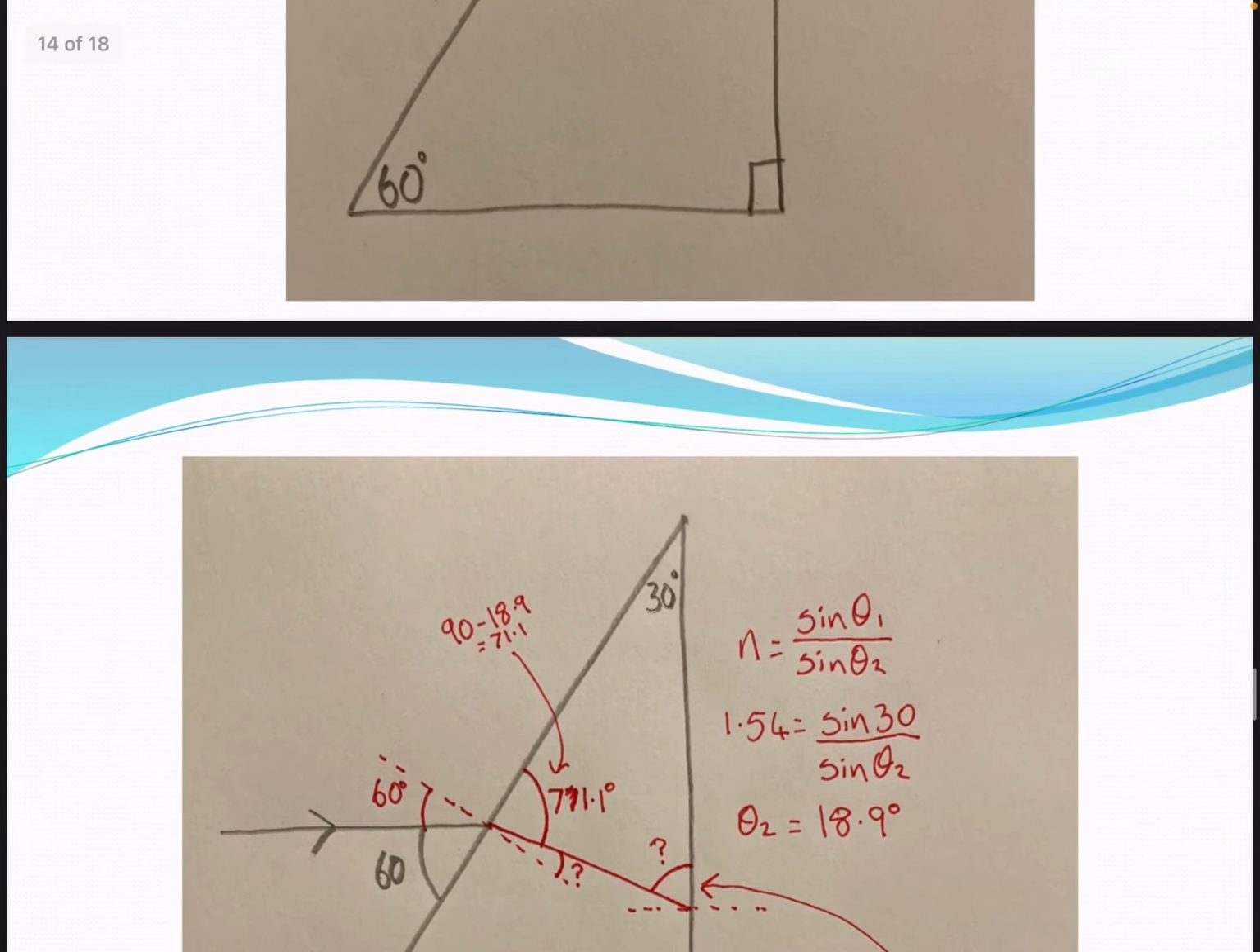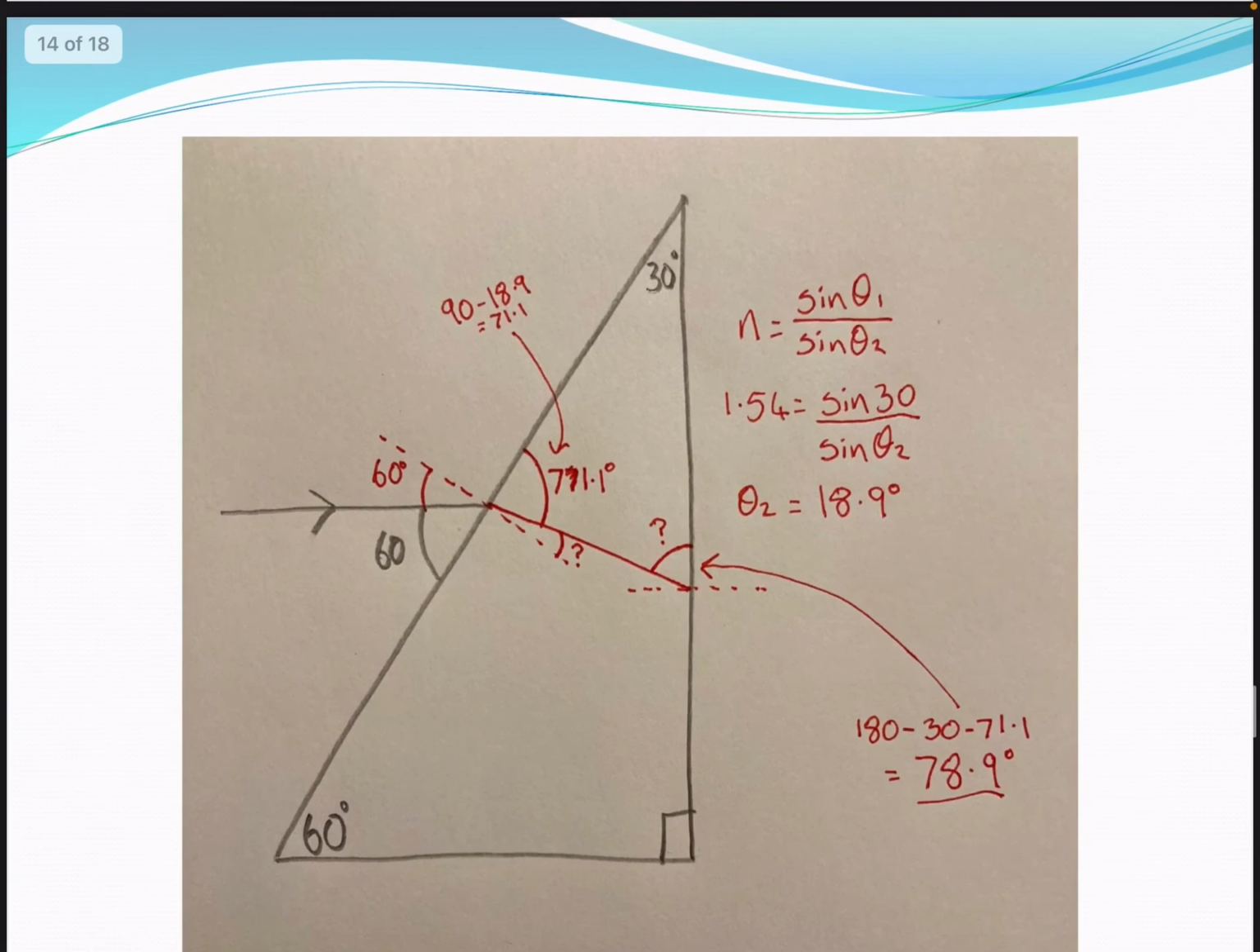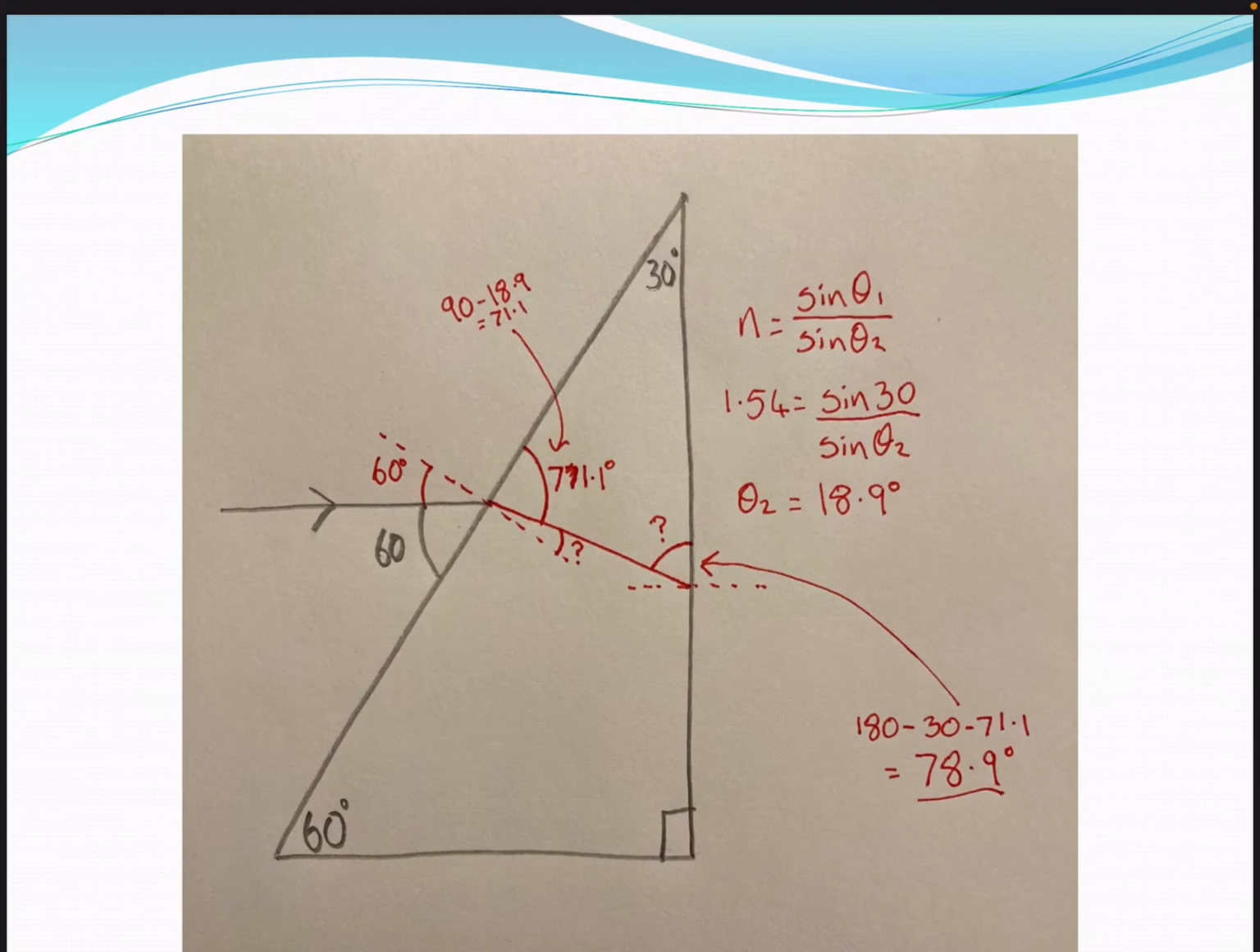What we need to do next is work out the angle on the inside of the triangle, because I want to know all of the angles of the triangle to work out what the angle is going to be at the other side, the right hand side of the triangle. So if the one I've just worked out is 18.9, then the other one must be 71.1, because it's just 90 take away 18.9.